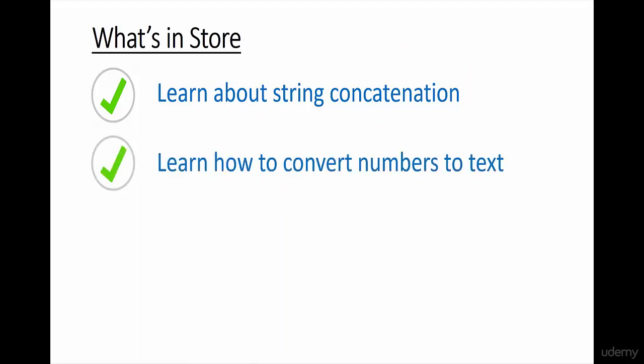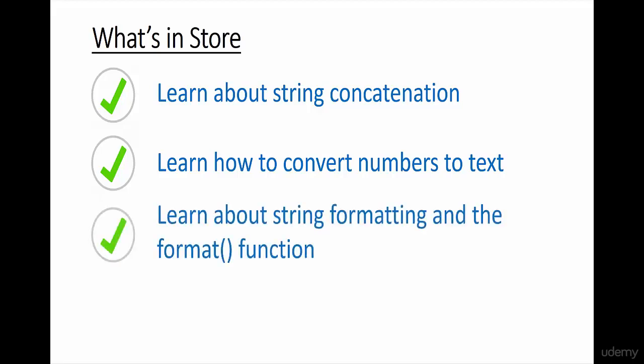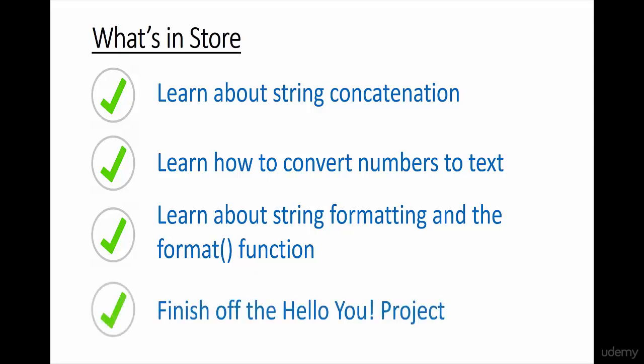We're then going to learn how we can convert numbers into strings so they can be added into the text as well. And after that, we're going to look at how we can use Python's format function to do all of this conversion work for us and make it really easy to make elegant and highly complicated strings. And of course, we're going to finish off the Hello You project. So by the end of this lecture, you'll have all the skills you need to create text of any complexity in Python. Quite a lofty goal, so let's get into it.